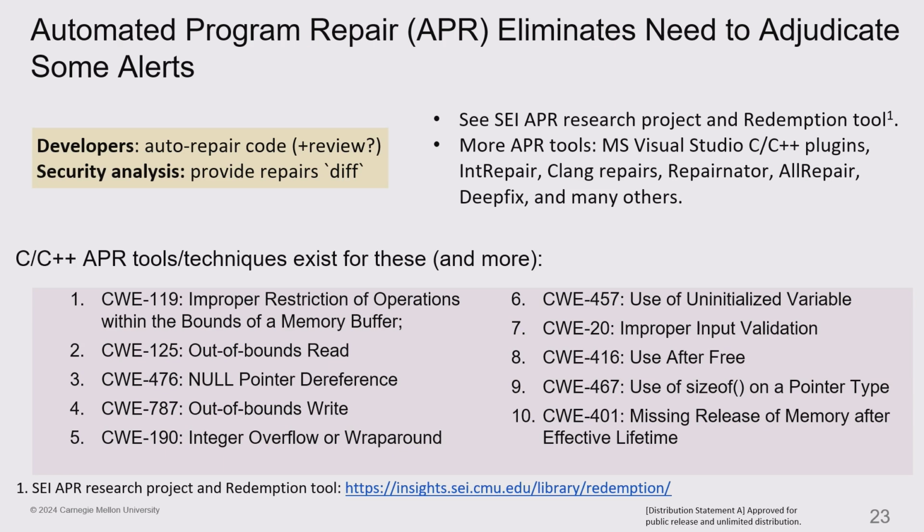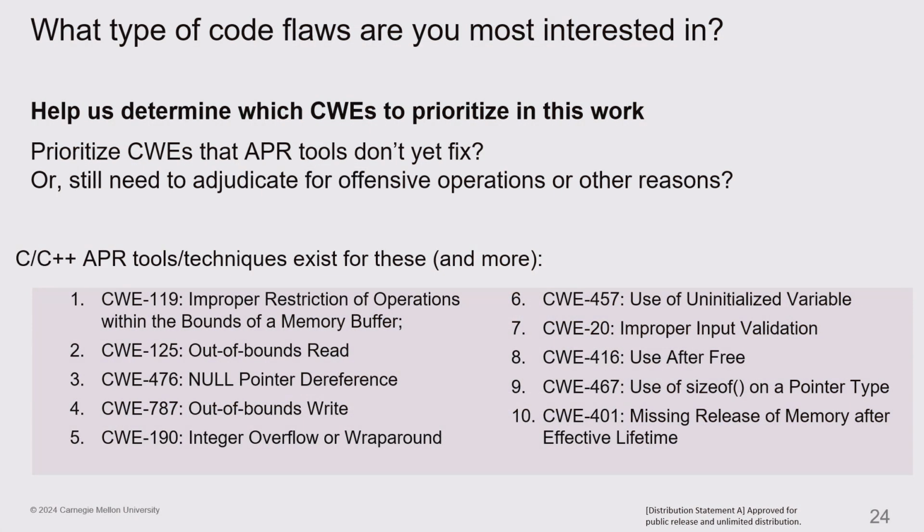David Svoboda presented here yesterday about his research on APR that currently works for 3 types of code flaws. We want to target our project work to prioritize types of code flaws that are of interest to this community. So we would appreciate your input about what CWEs you would like us to prioritize in this work.